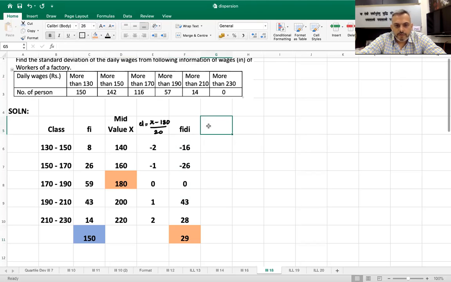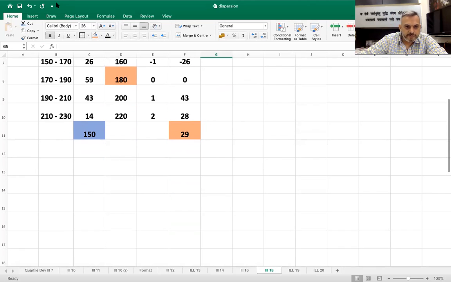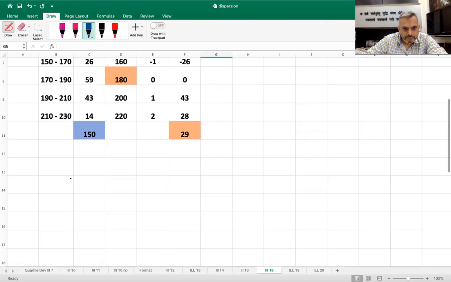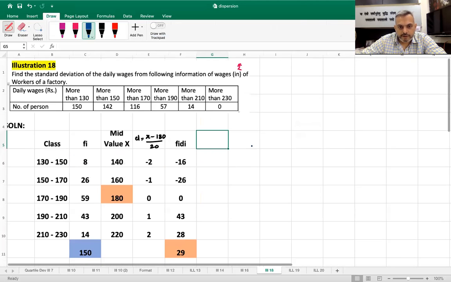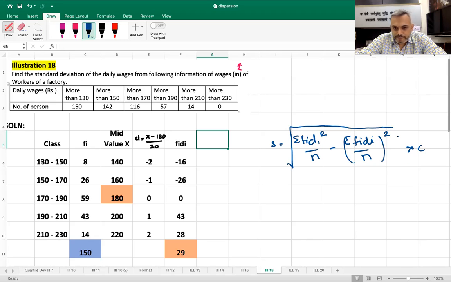Now, in the formula, let me write the formula. Standard deviation is equal to sigma FiDi square upon n minus sigma FiDi upon n the whole square, the whole under root into C. So we have FiDi. Now we need to find out FiDi square.